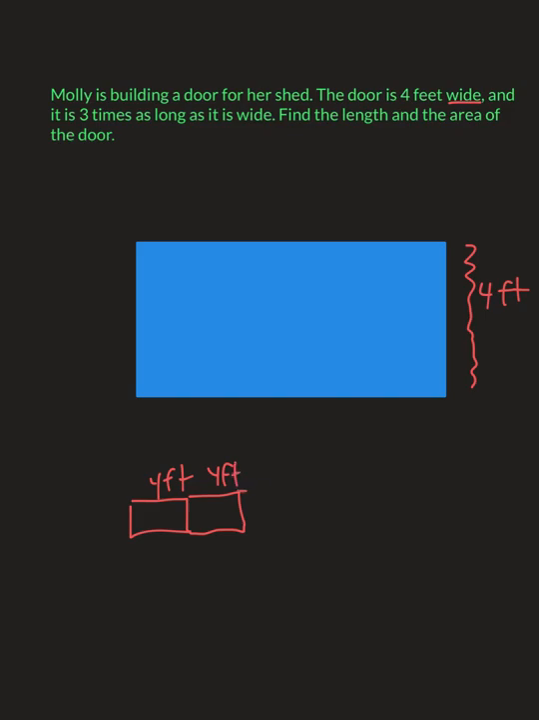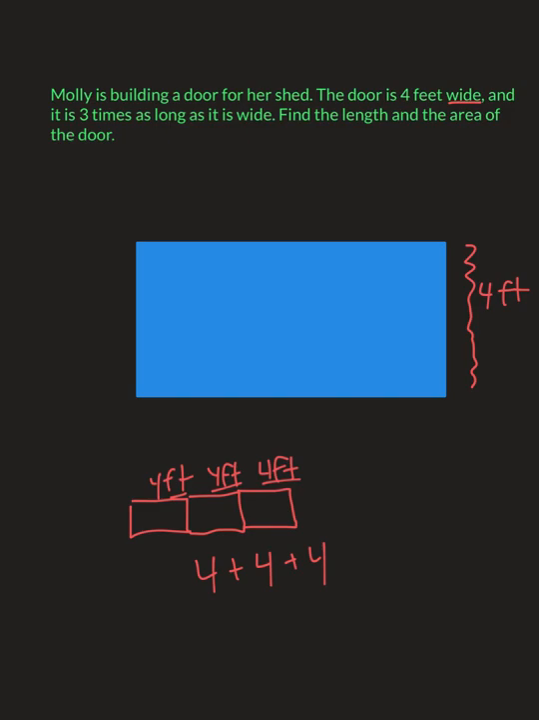the same as 3 of those, because it says it's 3 times as long. So the length is going to be the same as 3 of the widths. So it's going to be the same as 4 plus 4 plus 4. And I'm going to ask you a question here. What is another way that you can write 4 plus 4 plus 4? What's another way that you can write that length that we're going to be finding?